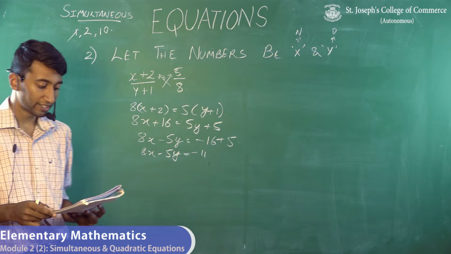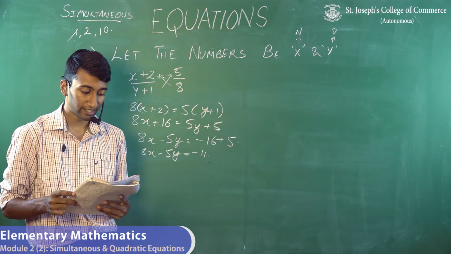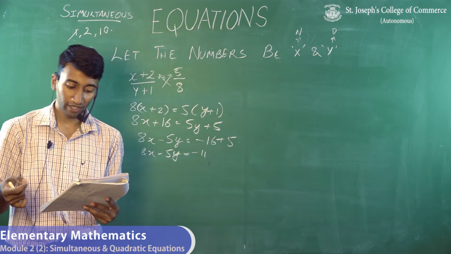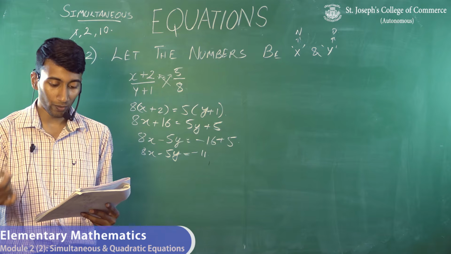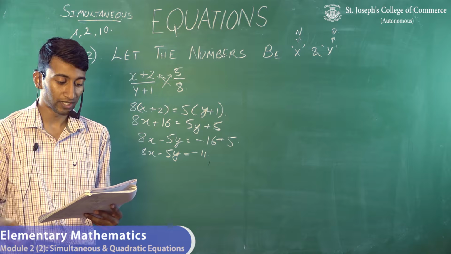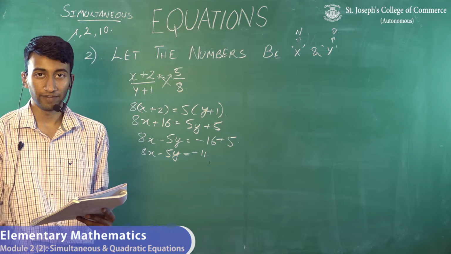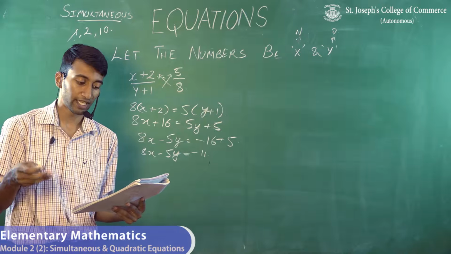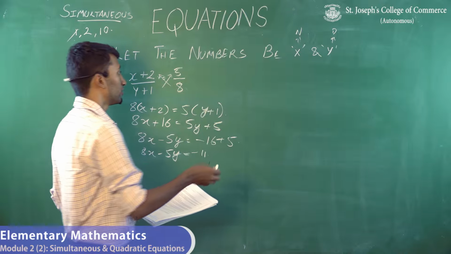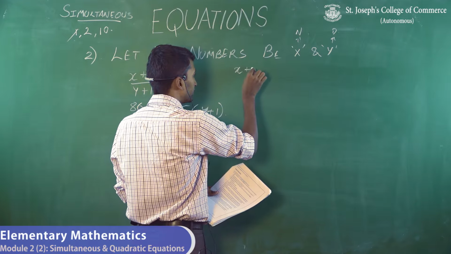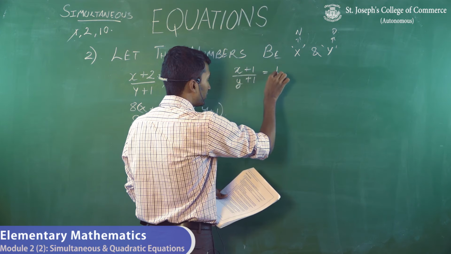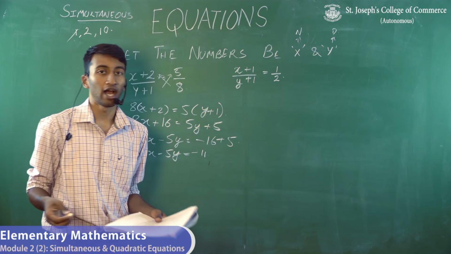Then the second part of the question says, if the numerators and denominators of the same function are increased by 1, the function becomes half. Find the fraction. What they're trying to say in the second part is, if x is increased by 1 and y is increased by 1, it equates to half.